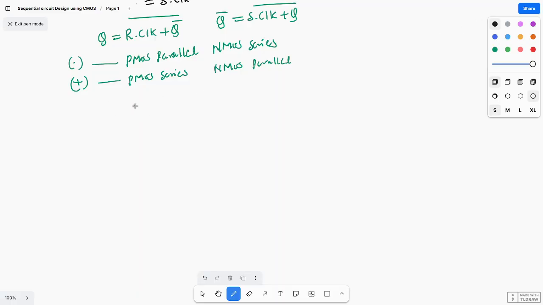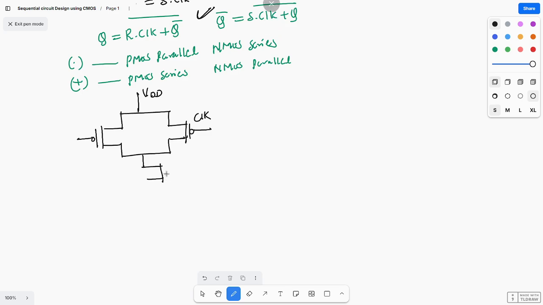So here I'm drawing this circuit. This is VDD. First, I'm drawing it for Q bar. This is an AND operation, so these two PMOS are in parallel. This one is S and this one is clock. And these are connected like this, plus Q. Plus Q means this is series. PMOS, pull-up network.